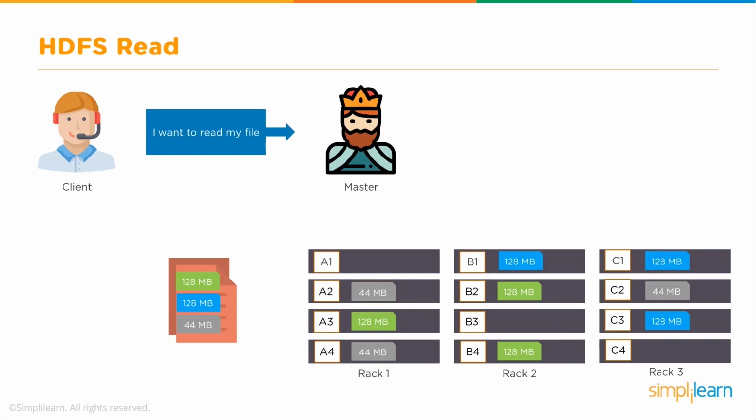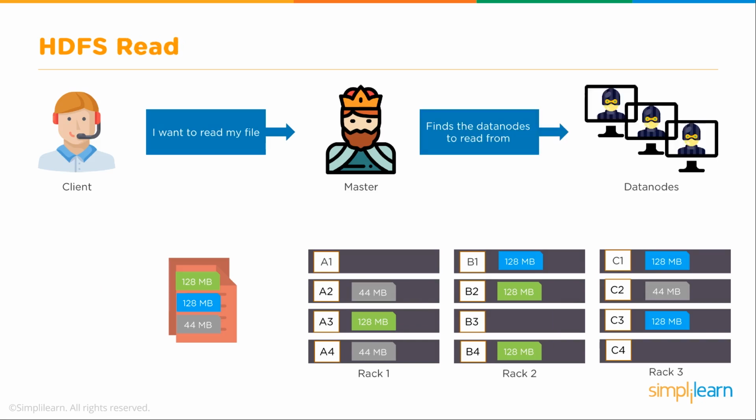So now the client comes up and says, hey, I want to read my file, and it goes to the king or the master, and the master goes out and finds the data nodes to read from. And then it comes back and says, hey, read data from A2, A3, B1. And of course that goes in and pulls that data directly from those nodes onto the client machine, so now you can look at that data. Or you can process that data on those nodes and then reduce it down to something that you can handle coming across.